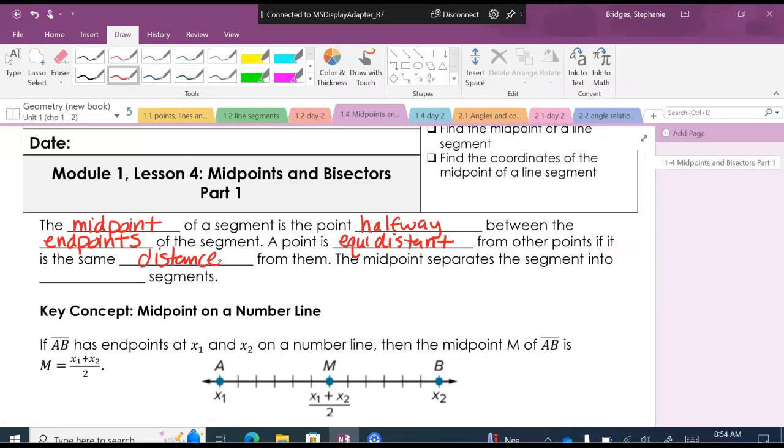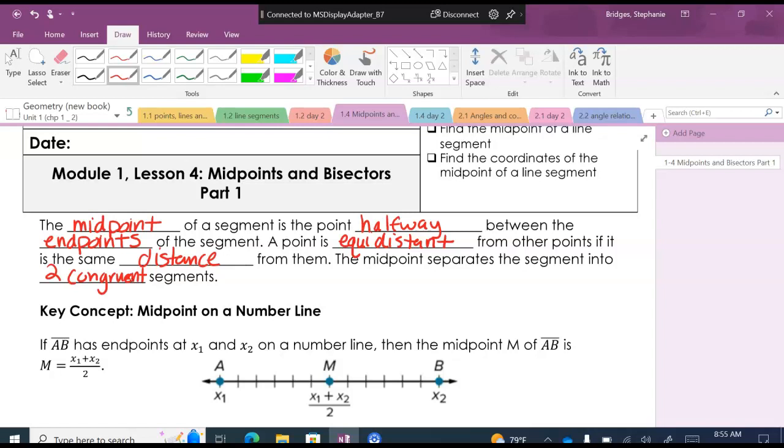The midpoint separates the entire segment into two congruent segments. So they will give you a picture and they will say that something is the midpoint. That would then trigger you to say, okay, well, I know it's in the middle, which means the two smaller pieces are going to be congruent to each other.